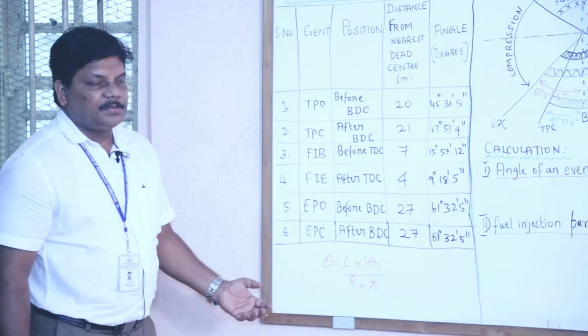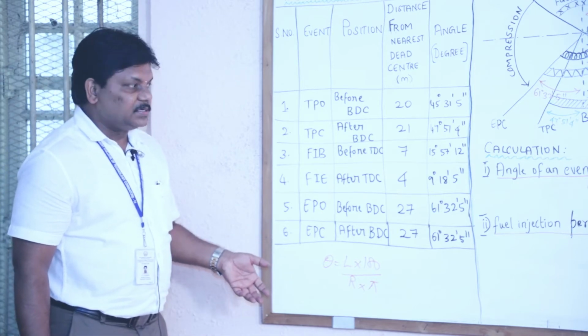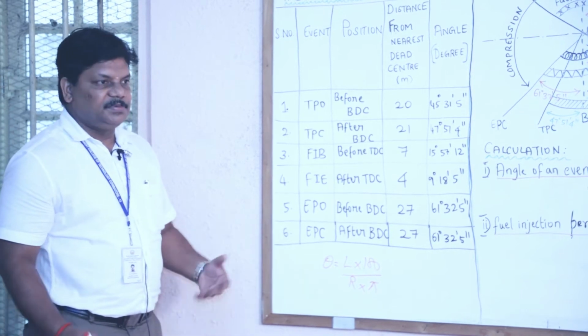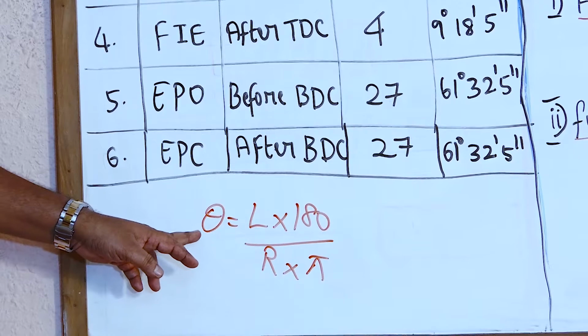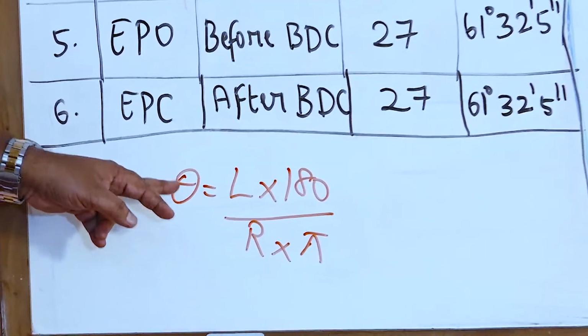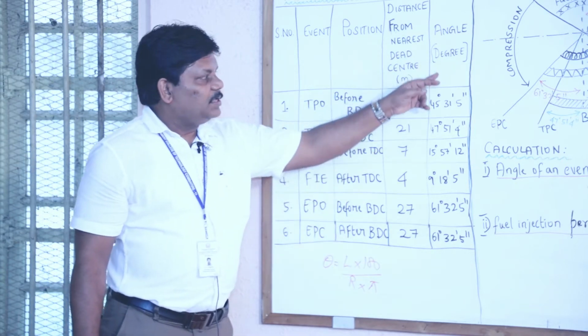For example, we can go for the fuel injection period. What is the formula for the fuel injection period? It can be measured with the help of the angle between the fuel injection begin and end, by measuring this angle of event. So this has to be measured, and only with this can we go for the angles, that is the angular distance.